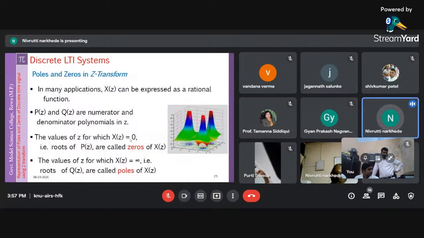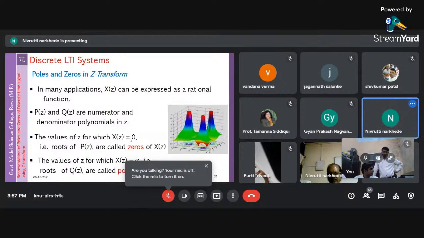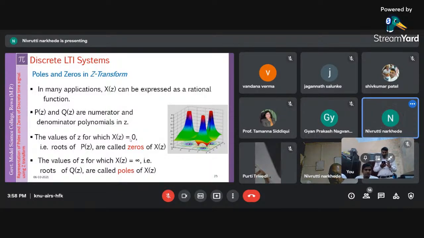Now come to the poles and zeros in a Z transform. In many applications, X(z), the transform of the input signal x[n], can be expressed as a rational function, as we have just seen. Let us say P(z) is the numerator and Q(z) is the denominator of the polynomial function.